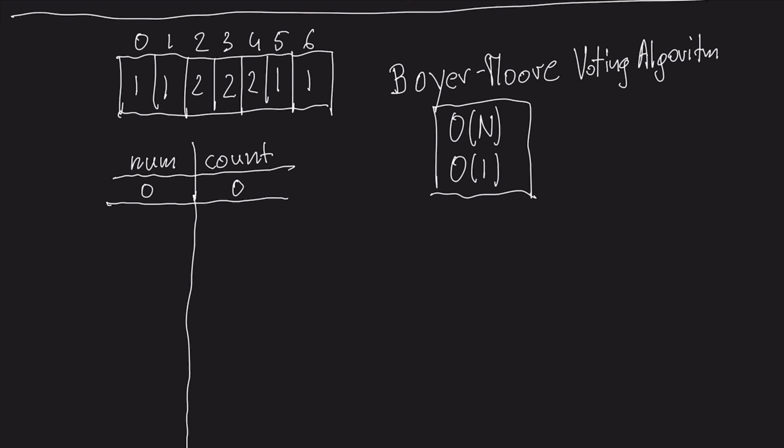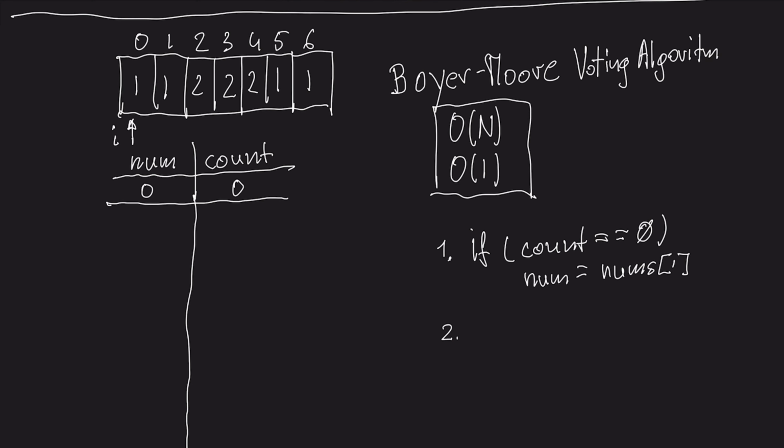And we will be processing the entire array, so looping through the entire array. Let's call our index i. And for each loop iteration, we will be doing the following two steps. The step number 1 will be to check if the count equals 0. If it is, then we will change the num. So num will become nums of i, so the current element. And then we will do the second step inside the loop, which is the following. We will check if num equals nums of i.